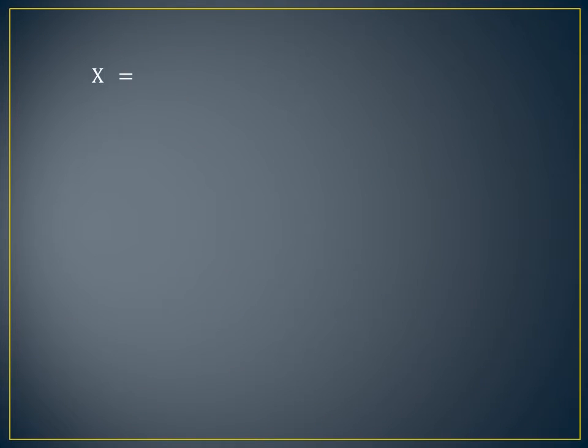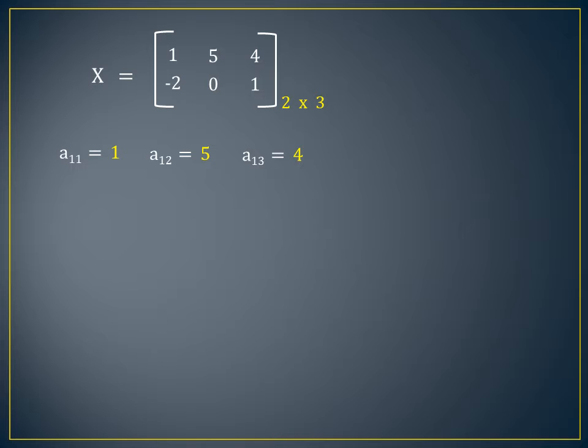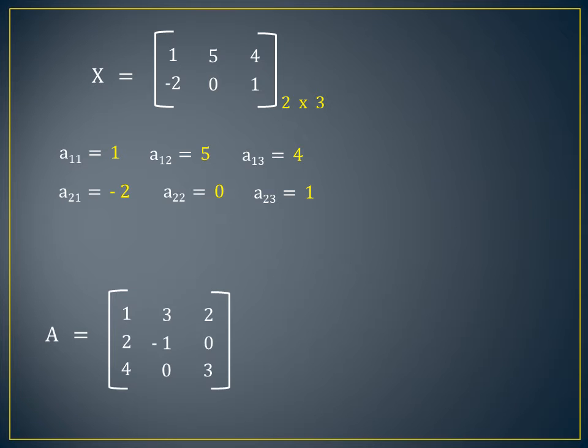So X is the given matrix. Now since it has 2 rows and 3 columns, its order will be 2 by 3. Now the element in the first row, first column will be represented by A11, so that is 1. Now since 5 is in the first row and second column, it will be represented by A12. Similarly 4 will be A13, minus 2 will be A21 and so on. Now the next matrix A, since it has 3 rows and 3 columns, its order will be 3 by 3. So similarly we can represent them as we did above.